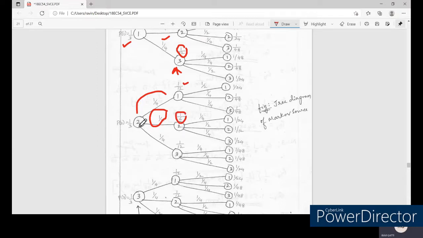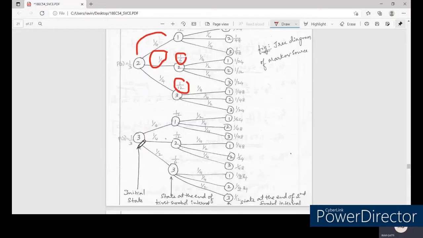Similarly, when you are in state 2, you are emitting a particular symbol and you are going to move to state 3 with a probability 3 by 4. So the probability of getting a symbol from state 2 to state 3 is nothing but 1 by 3 into 3 by 4, so you'll be getting 1 by 4. So in state 2, we have 3 symbols emitted with probabilities 1 by 12, 1 by 6 and 1 by 4.